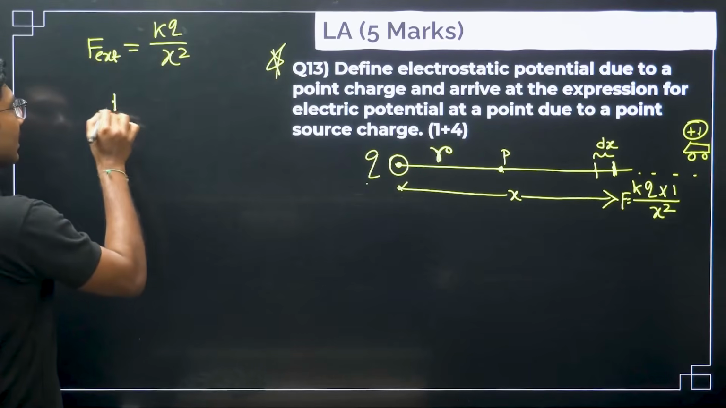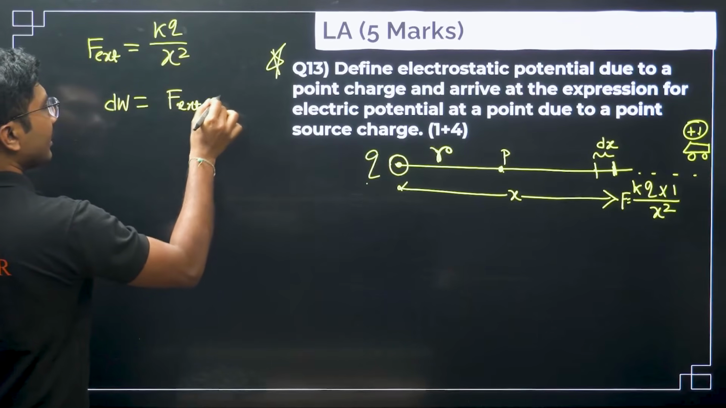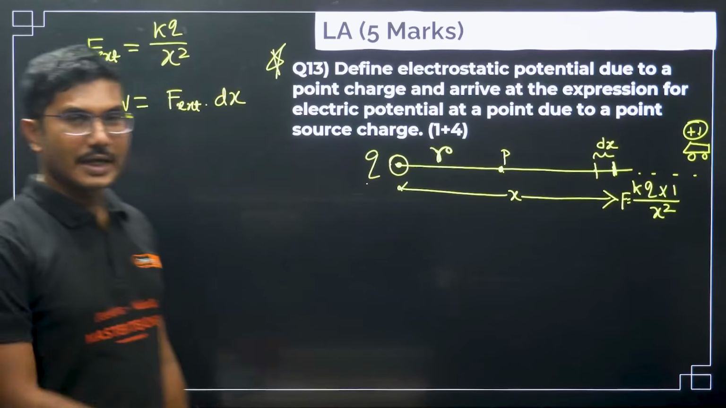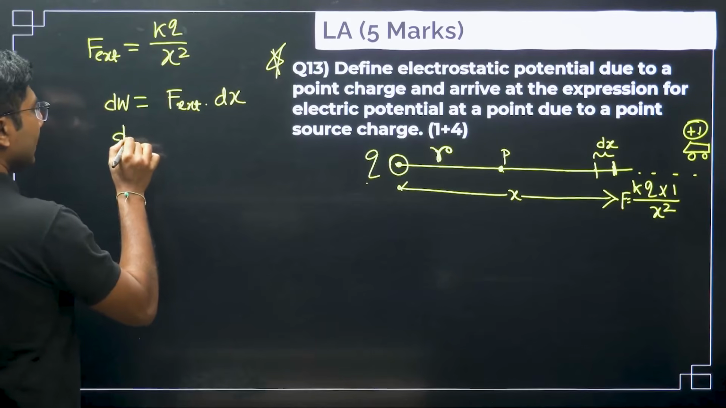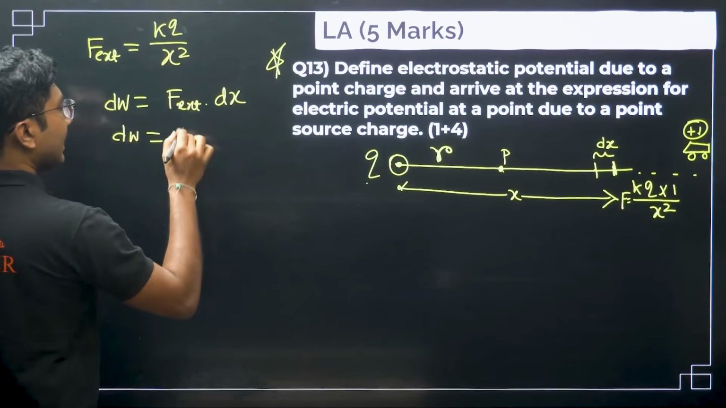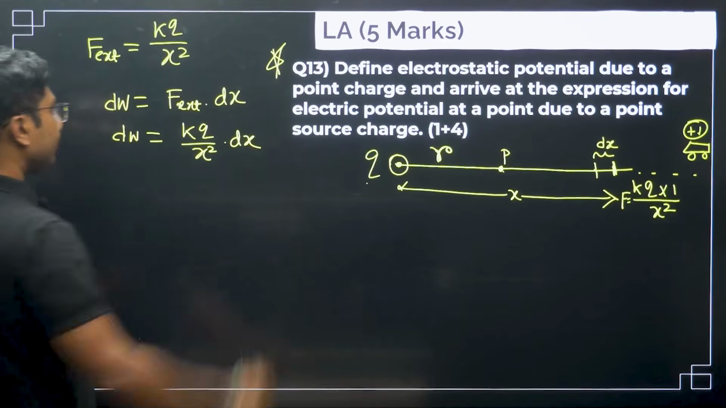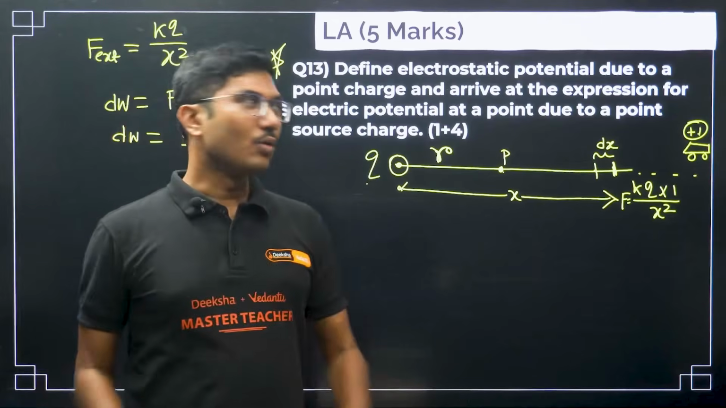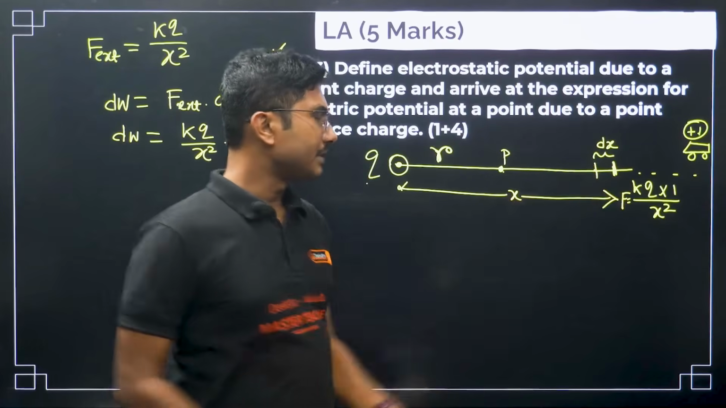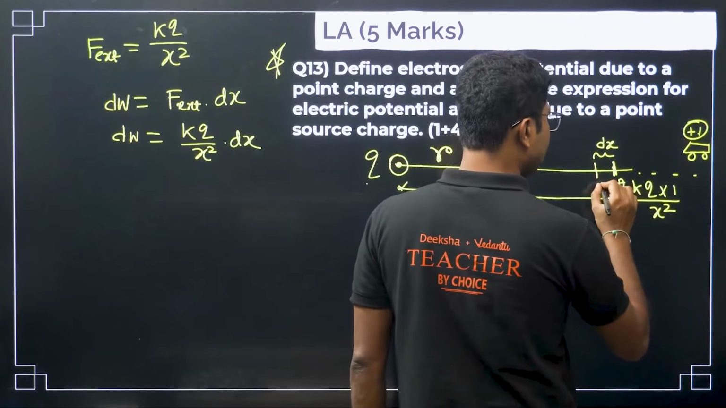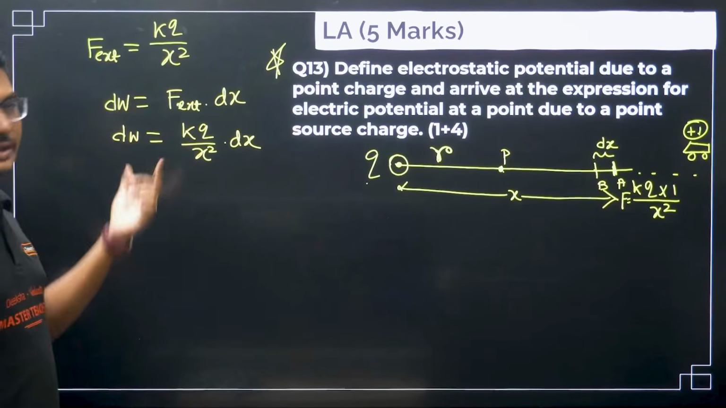Right now, to bring the charge by a small distance dx, what is the work done? The work done will be given by force times displacement, F into S. That is the definition of work done. So from here we can say dW equals KQ by x square into dx. This is the work done to bring the charge from this point to this point. Say this point is A, this is B. So to bring the charge from A to B, the work done that we require is this one.